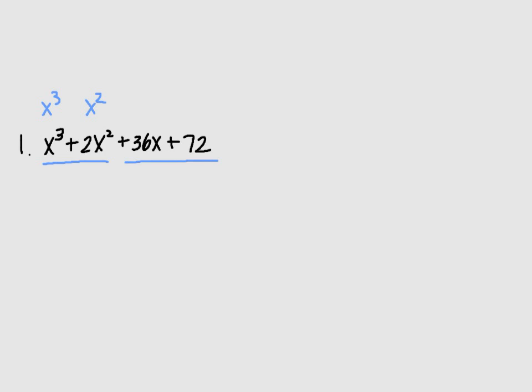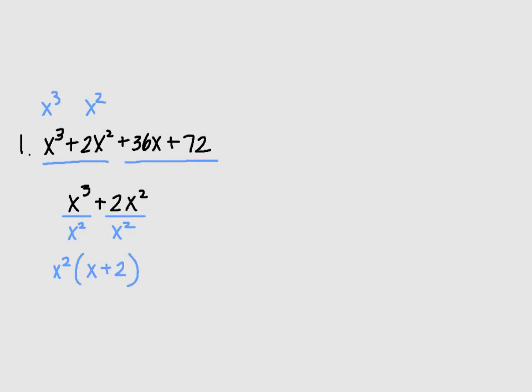Again, I grouped my terms together, x cubed plus 2x squared, and I see that there is an x squared that is the greatest common factor in my first group. So these are both divisible by x squared. If I factor out an x squared, x cubed divided by x squared is just x, and 2x squared divided by x squared is positive 2.